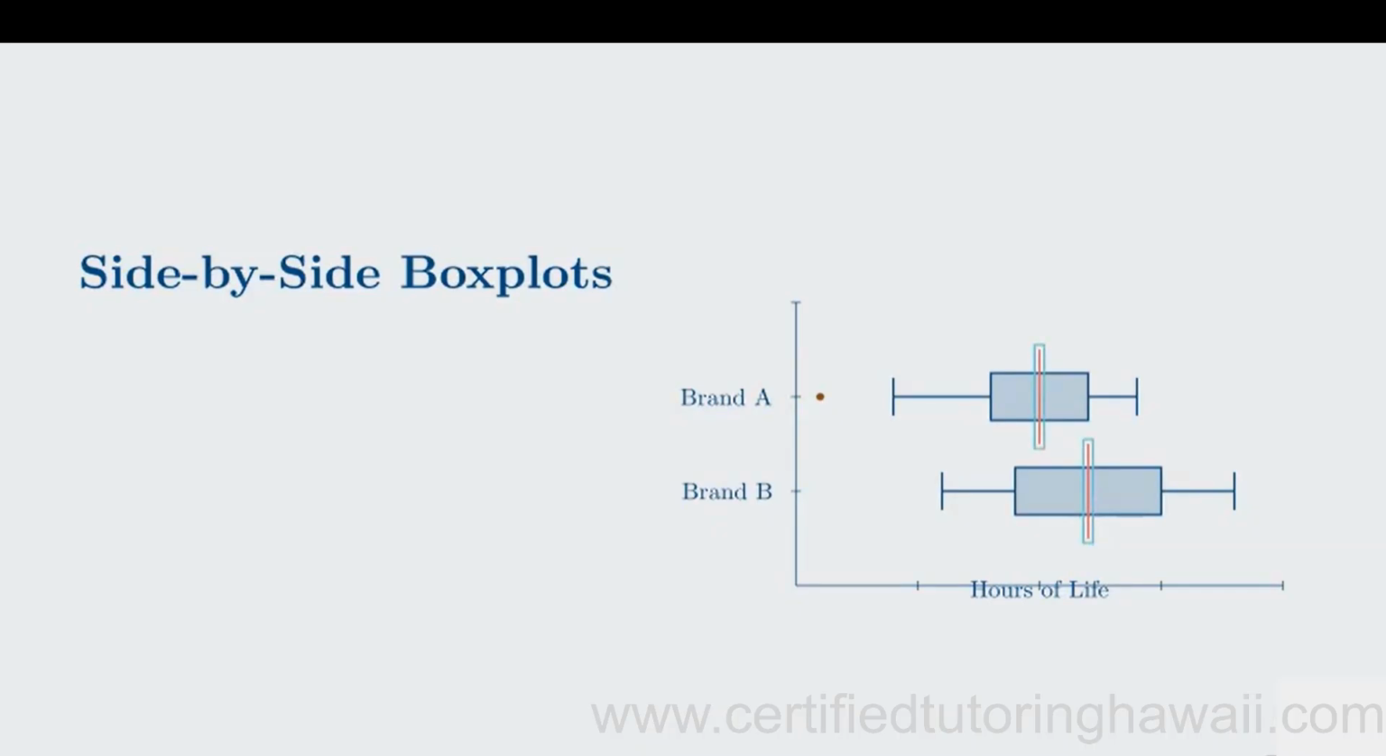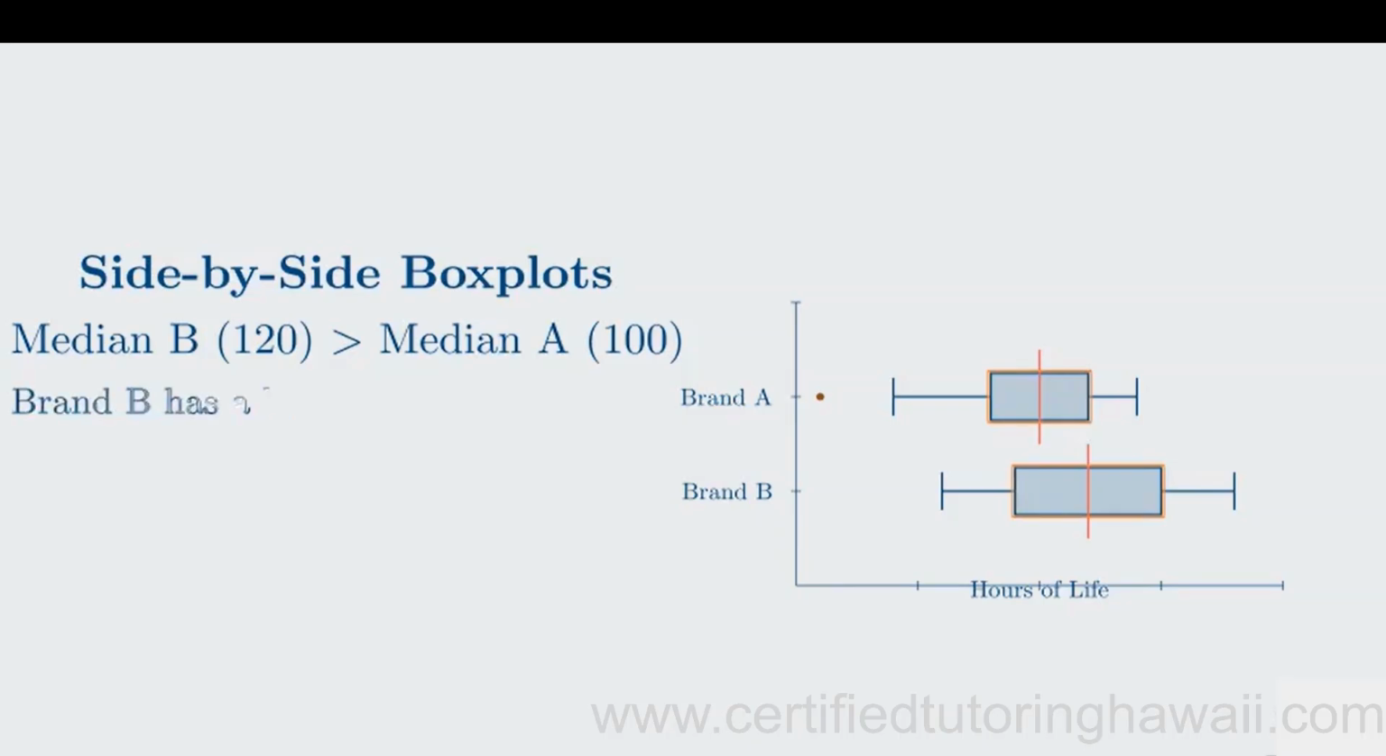First, let's compare the center. The vertical line inside the box represents the median. We can see that the median lifetime for brand B is greater than the median lifetime for brand A. This suggests that, on average, brand B lasts longer. Next, look at the spread using the interquartile range, or the length of the box. The box for brand B is wider than the box for brand A, which tells us that the middle 50% of lifetimes for brand B has more variability than those of brand A.